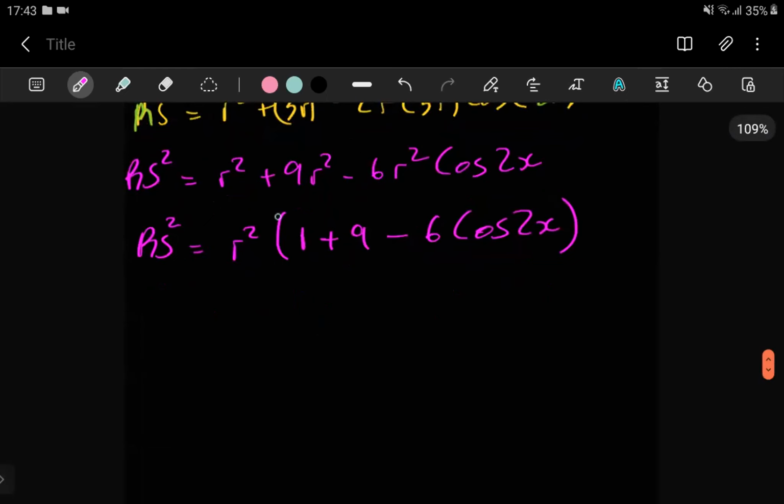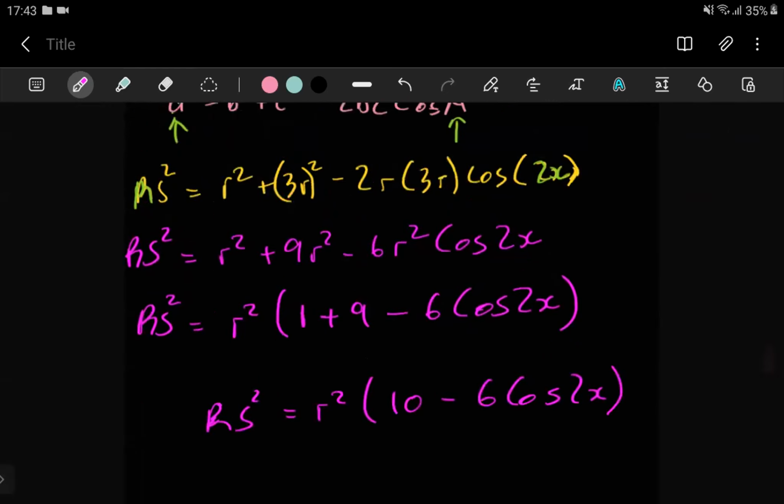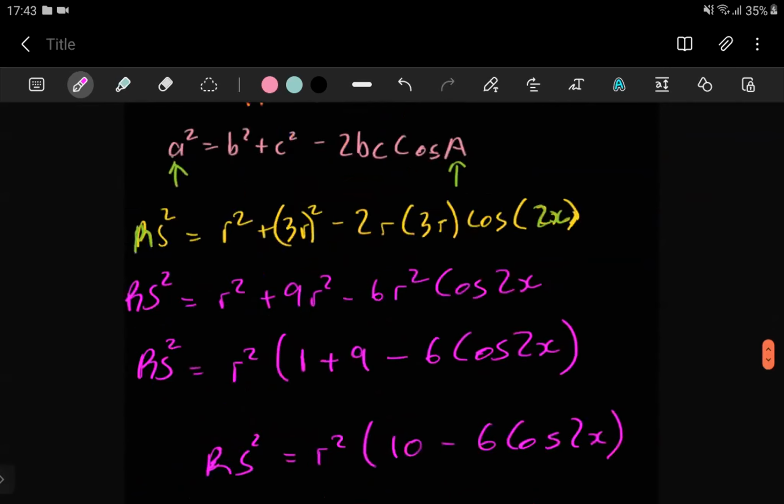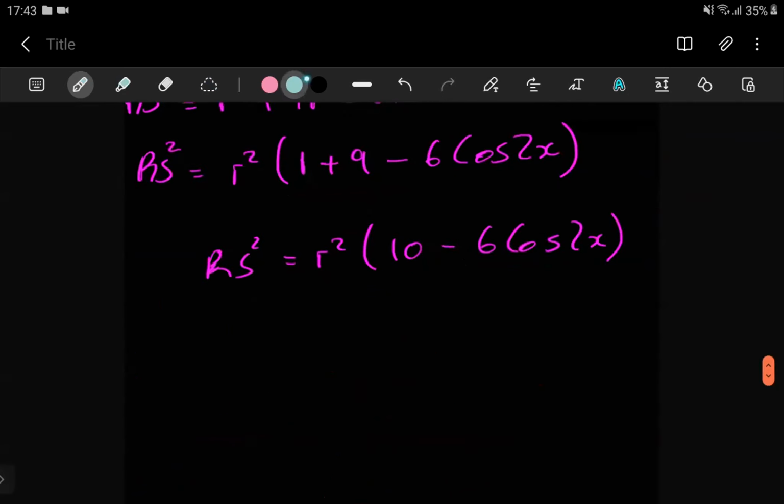So from here, this is just going to be r squared (10 minus 6 cos 2x). At this point you can always pause and check what your expression looks like. If you go back, there's a 6 already, and there's a 10 already. That's when you know you're done, because the next thing is to just square root here, square root there. And this is going to be s, you see.